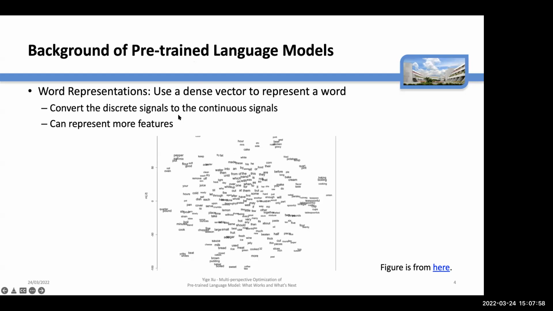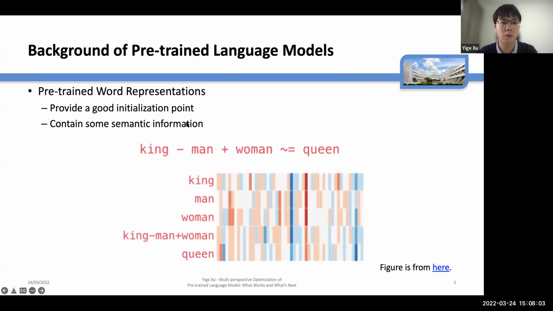So I'm continuing. With word representations, many works also focus on pre-trained word representations that learn word embeddings from a large unlabeled corpus. This provides a good initialization point, and it also contains some semantic information. For example, the vector king minus the vector man plus the vector woman is similar to the vector queen. So this representation may contain some semantic information.